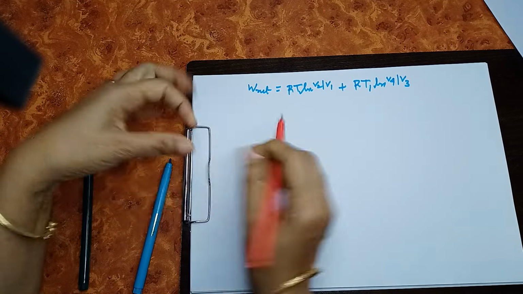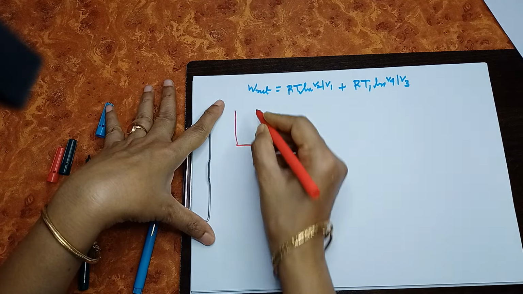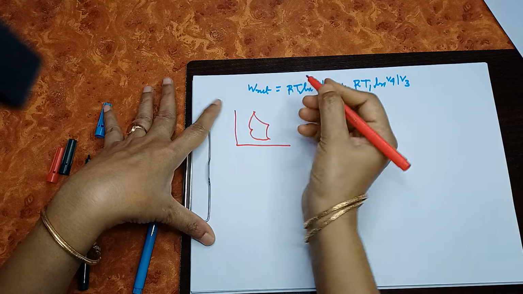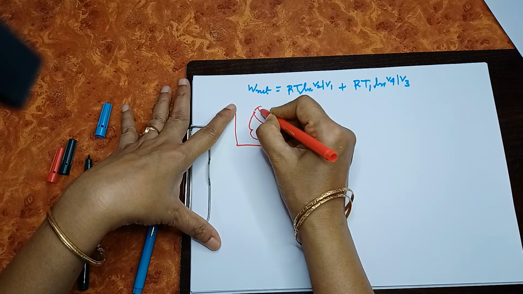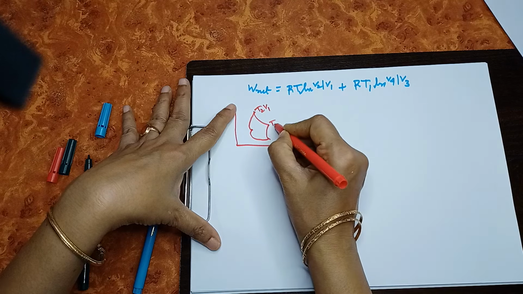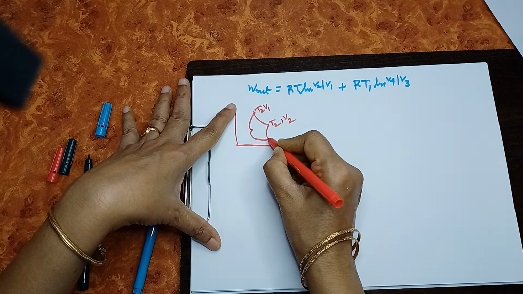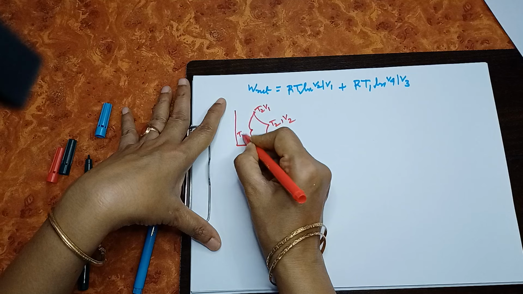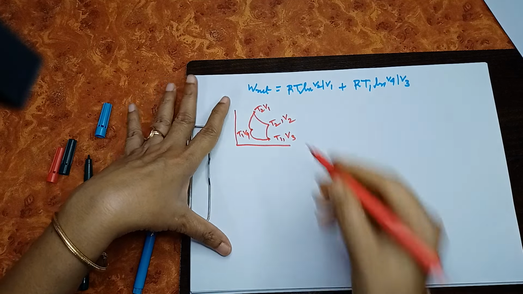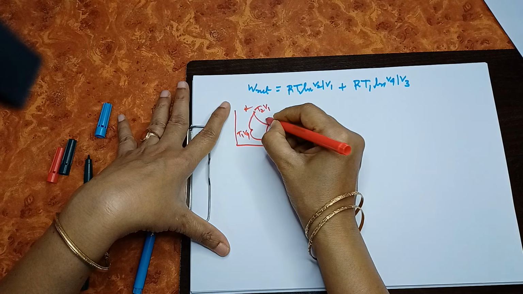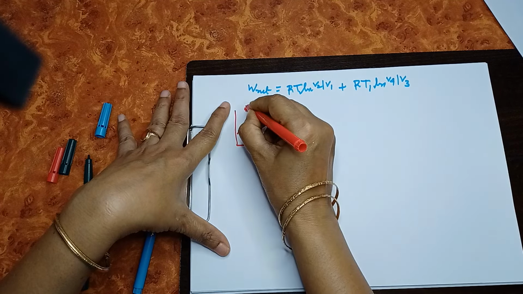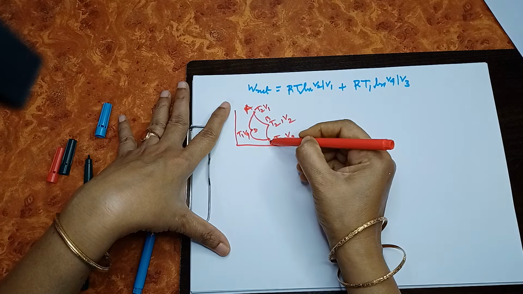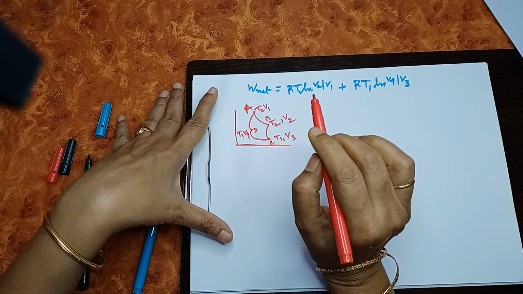Okay. Now, once again we will draw this PV curve. We have seen this one. So, here it is T2 V1, then here it is T2 V2, here it is T1 V3 and here it is T1 V4. That was the things, right? Now this step, this is A, this is B, this is C and this is D. Now this step BC and DA, these are adiabatic processes.